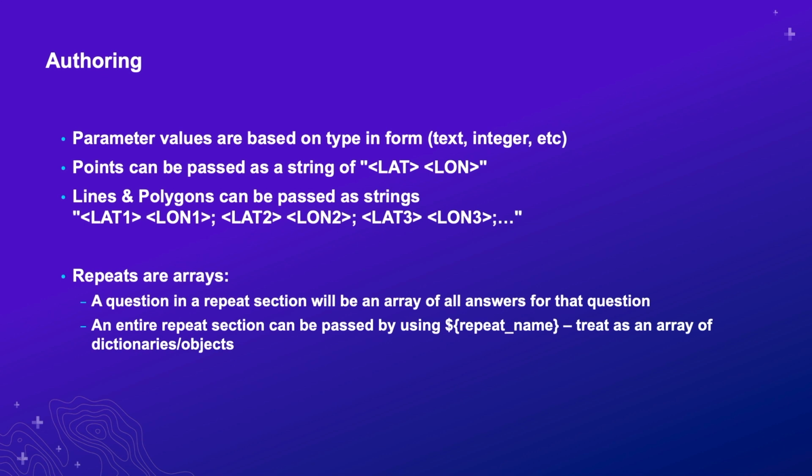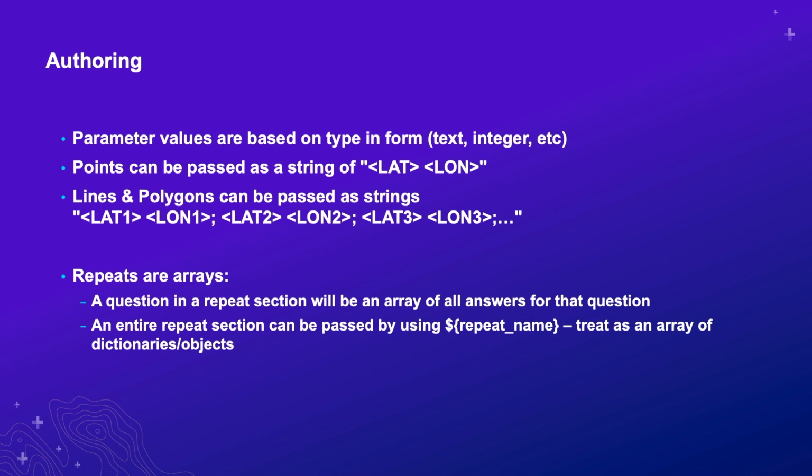Lines and polygons can be converted into strings of semicolon separated coordinates. So latitude 1 space longitude 1 semicolon, latitude 2 space longitude 2 semicolon, latitude 3 space longitude 3 semicolon, etc. A line will have a minimum of 2 coordinates. A polygon will need to have a minimum of 3. Repeats are also handled slightly differently.